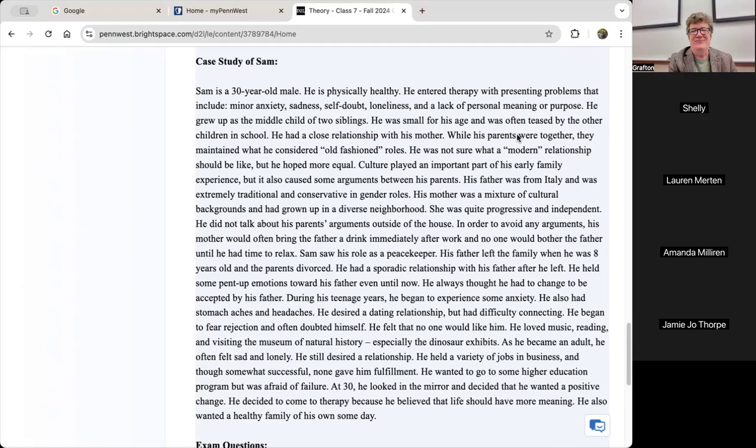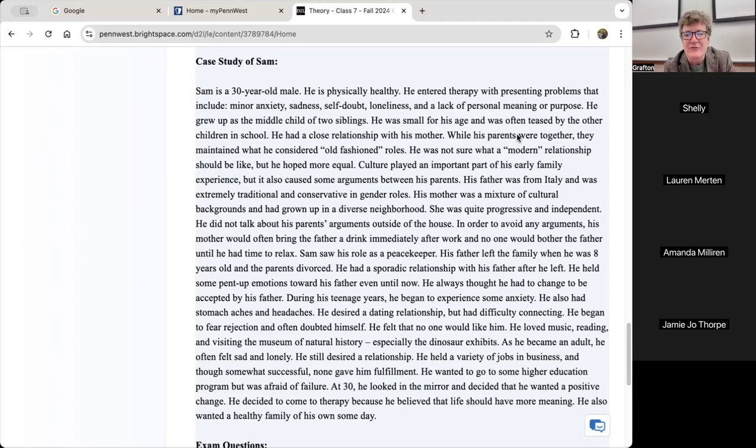All right. He always thought he had to change to be accepted by his father. During his teenage years, he began to experience some anxiety. He also had stomach aches and headaches, so Freudian. He desired a dating relationship, but had difficulty connecting. He began to fear rejection and often doubted himself. He felt that no one would like him.